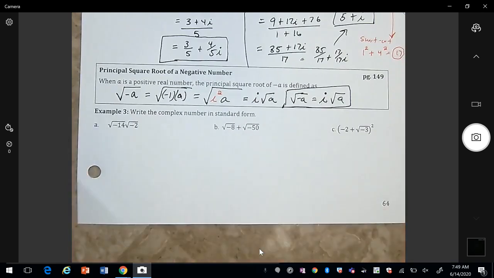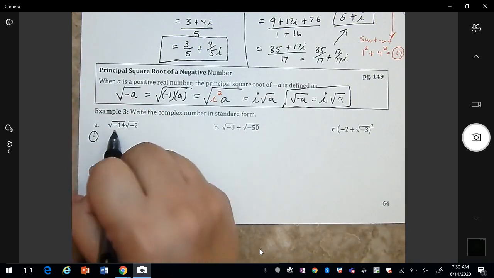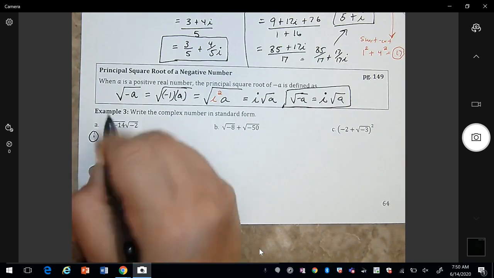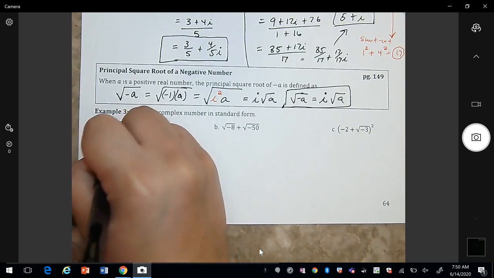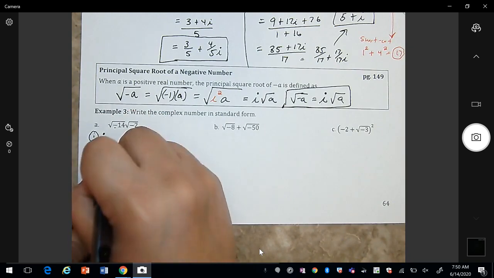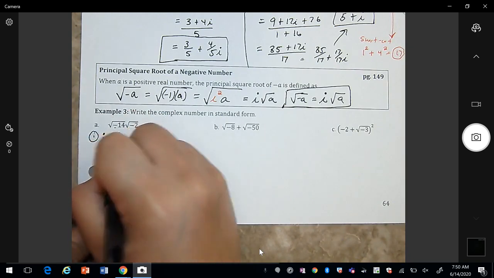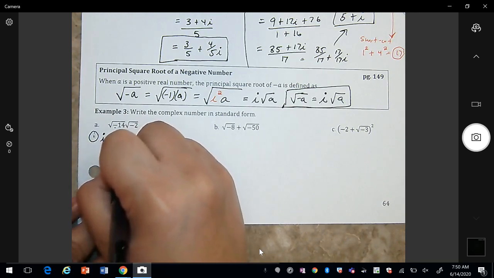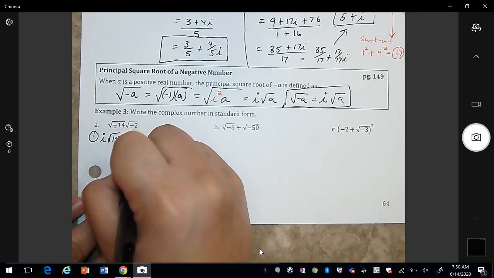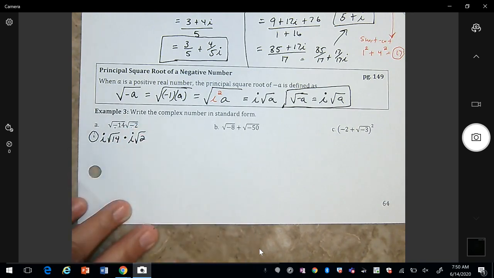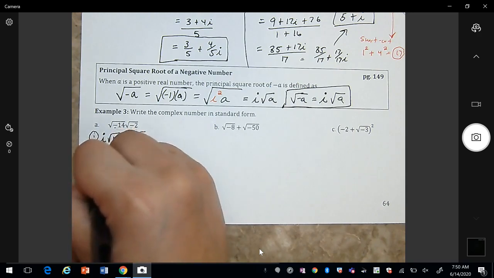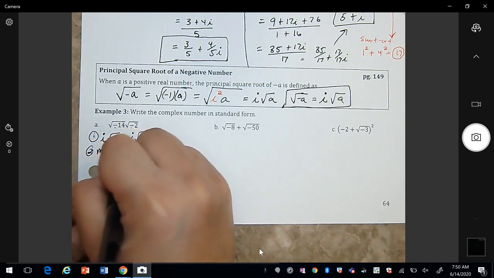Write the complex number in standard form. So the first thing you want to do is take care of these negatives. Since I have a negative here, I can rewrite it as i. It takes care of that negative. And then inside I have square root of 14 times, I have a negative here, I'm going to use i to take care of that negative, square root of 2. Then step 2, we multiply.